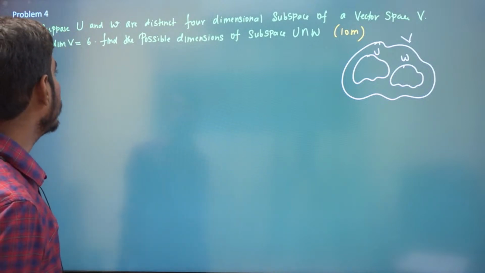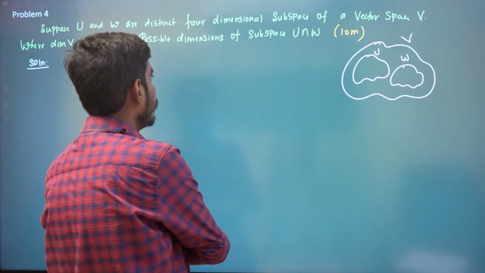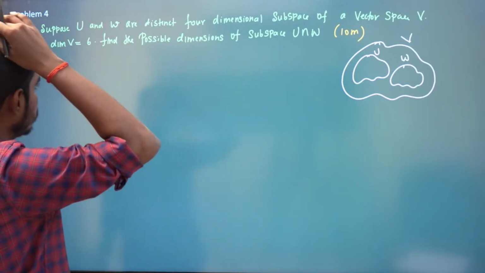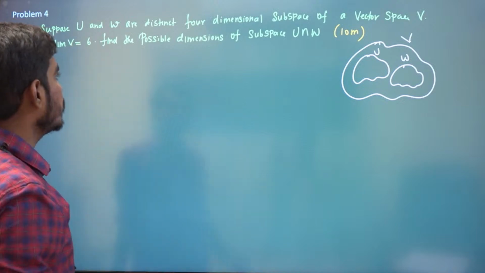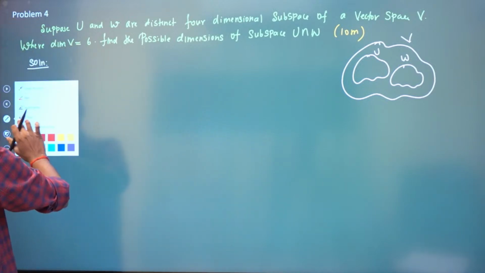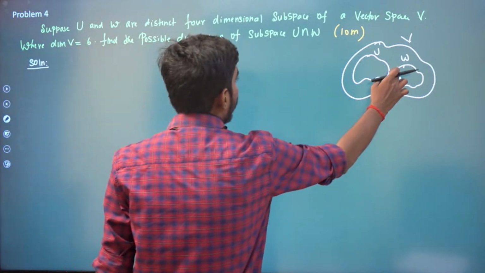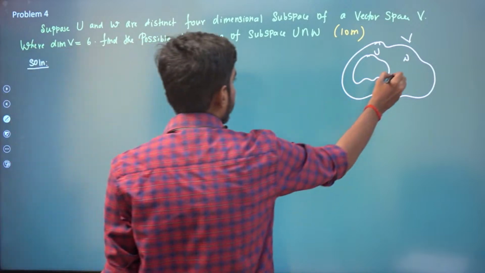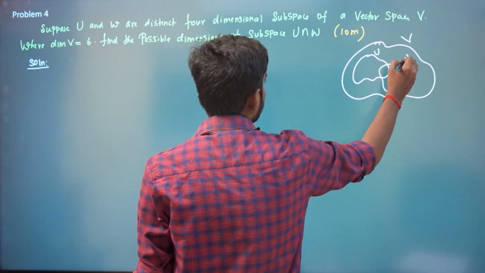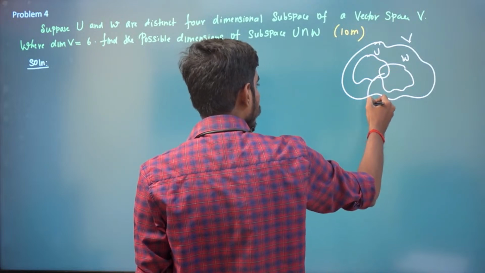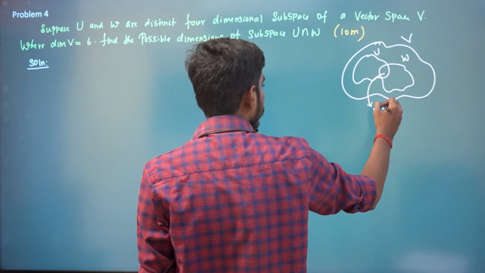Let's suppose U and W are distinct four-dimensional subspaces of a vector space V, where dimension of V is 6. Find the possible dimension of the subspace U intersection W. So U intersection W, what are the possible dimensions it can have, right? This is W. What are the possible dimensions this U intersection W can have?